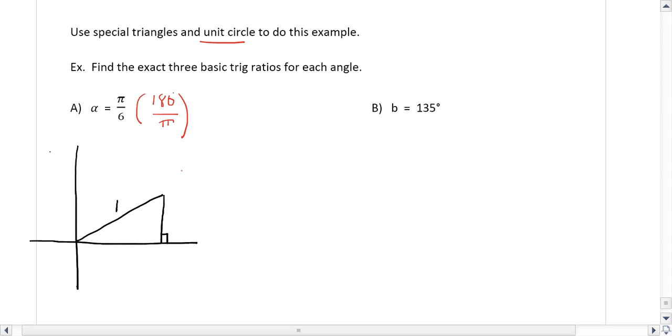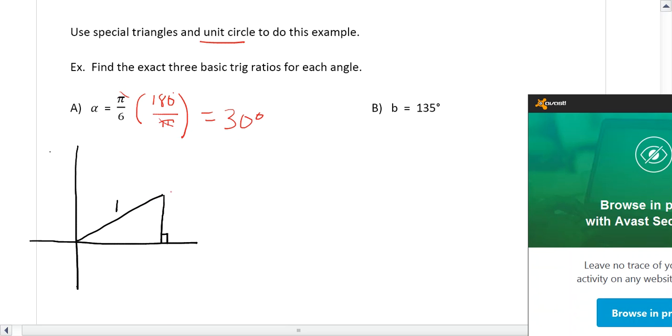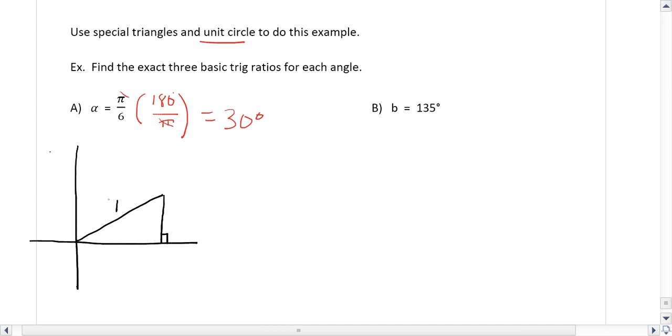Since we may not be very familiar with radians, I thought it may be easier to first convert this into degrees. So the pi's cancel, and we have a 30-degree angle. First quadrant angles are their own reference angle. So I drew a 30-degree angle right here. We are in the unit circle, so the radius is 1, and hopefully we have our 30, 60, 90s memorized. The short leg is half the hypotenuse, and the long leg is the short leg times the square root of 3.